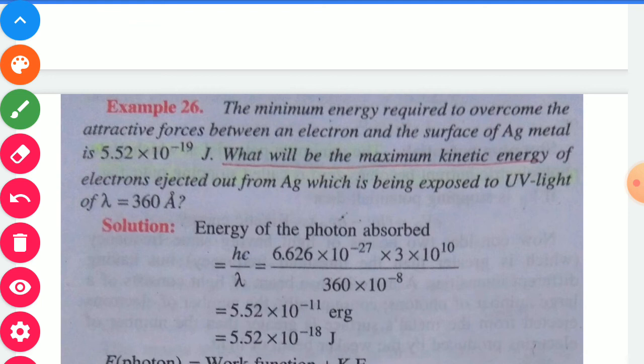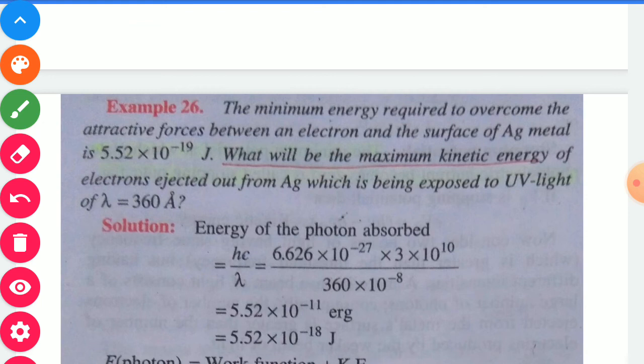So first of all, in this question we have to find the energy absorbed. We know that energy is equal to hν, and hν is also equal to hc upon λ, because in the question the λ value is given. If we put in the values, we can find the energy of the photon absorbed.